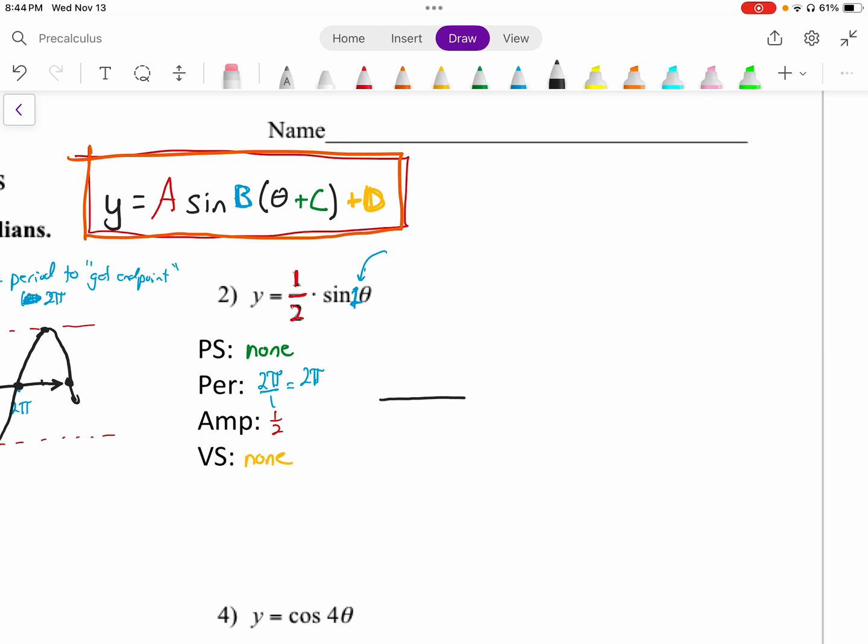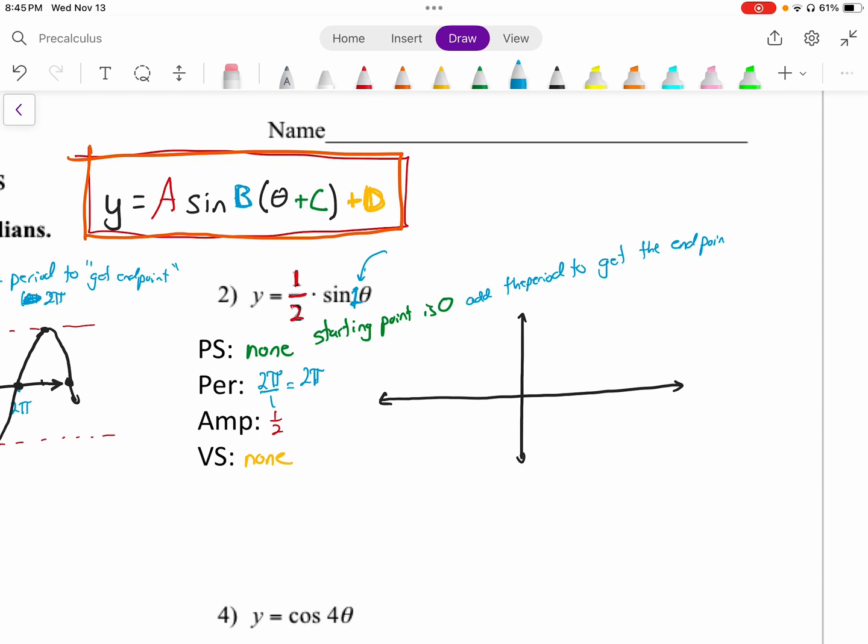So what we do is we're going to draw our x-axis or our theta axis. Since there's no phase shift, we can just draw in our y-axis. That is our starting point. So remember from before, we take our starting point. Since there's no phase shift, the starting point is 0. And then we're going to add the period to get the ending point of the first cycle.